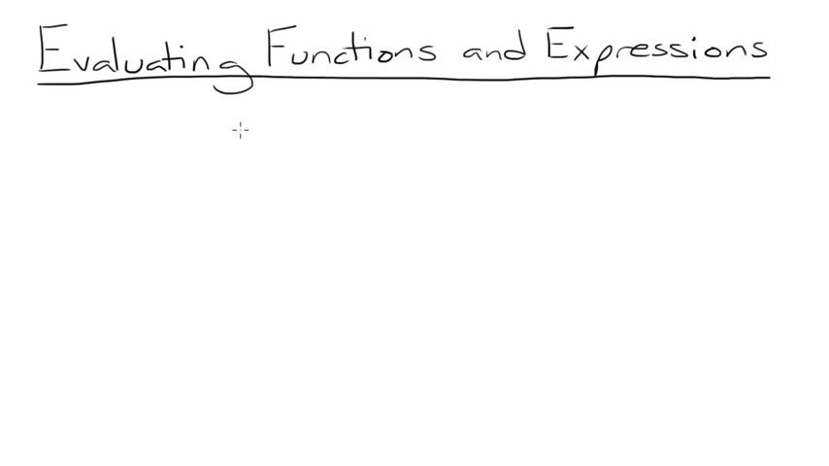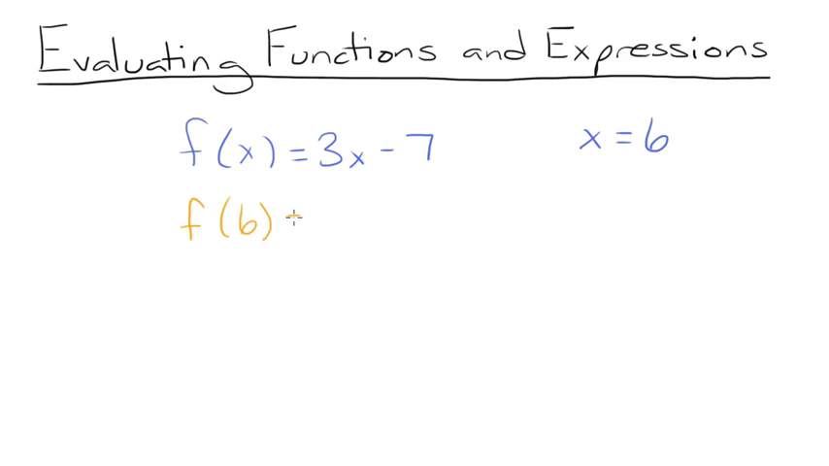Let's evaluate the function f of x equals 3x minus 7 at x equals 6. To solve, start by plugging in 6 anywhere you see an x. So we see an x right here and right here. So we're going to do f of 6 equals 3 times (6) minus 7. Using parentheses helps you keep the operation straight.